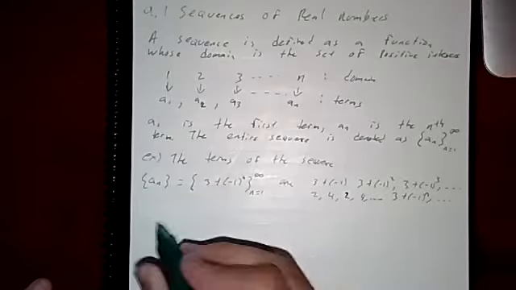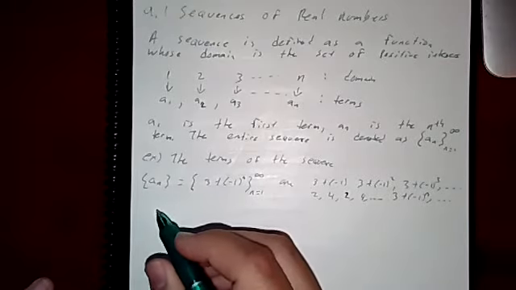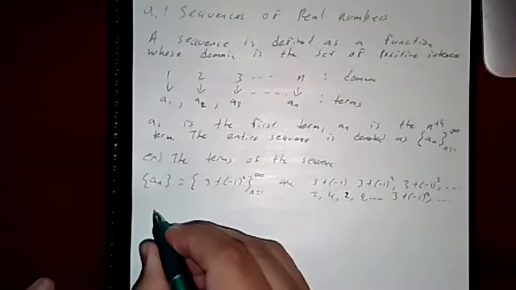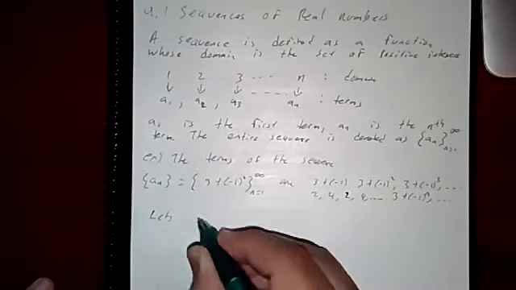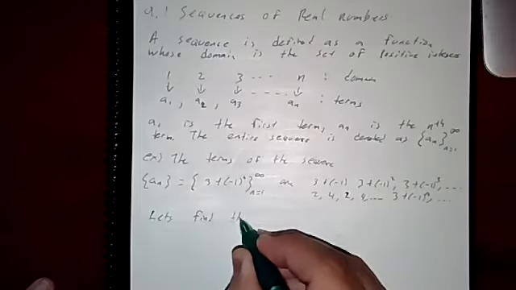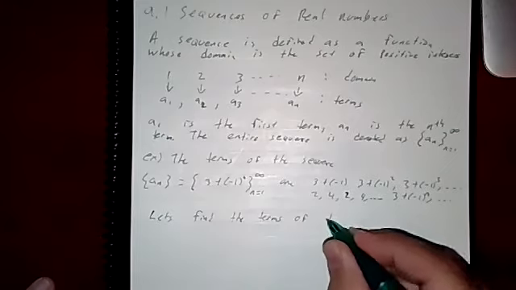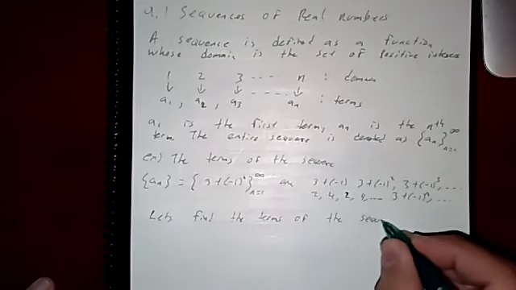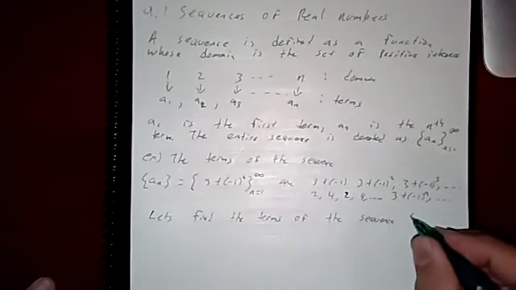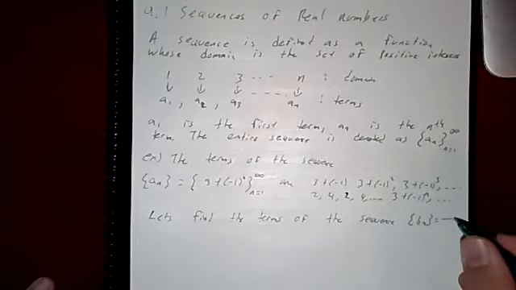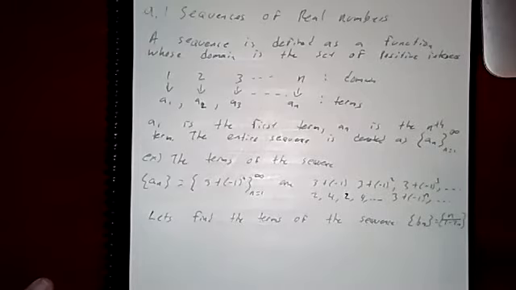Let's do another one. Let's call this the sequence B. Let's find the terms of the sequence B sub n equal to n over 1 minus 2n, right? So we get used to the notation. That's simply going to be from 1 to infinity.